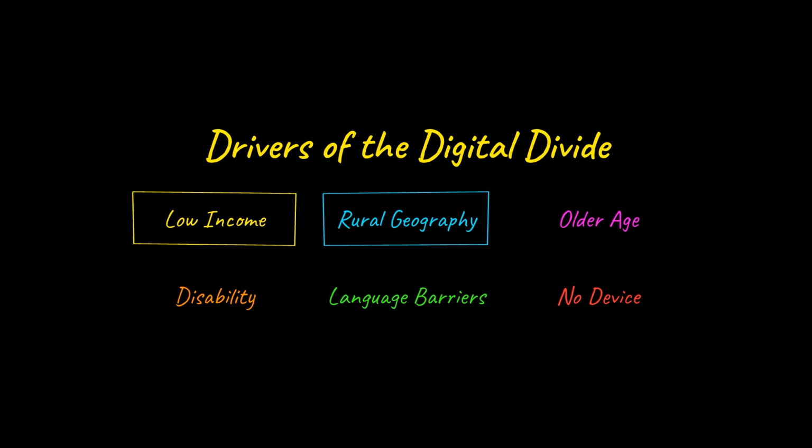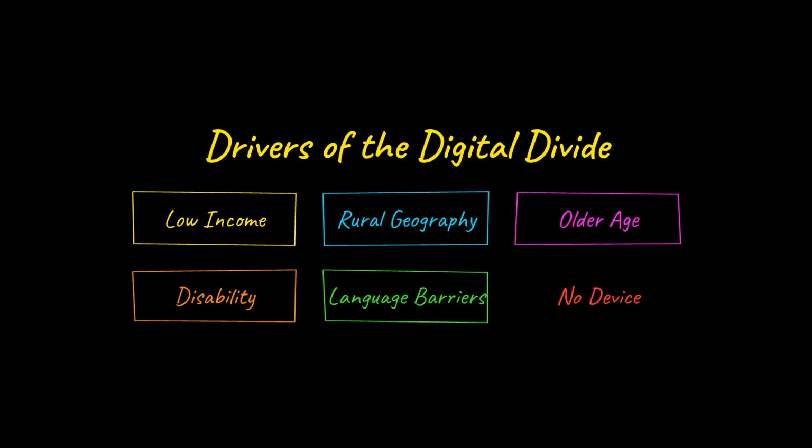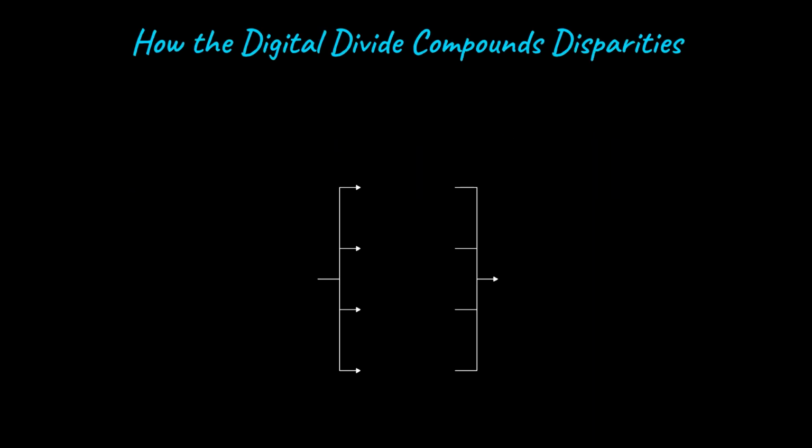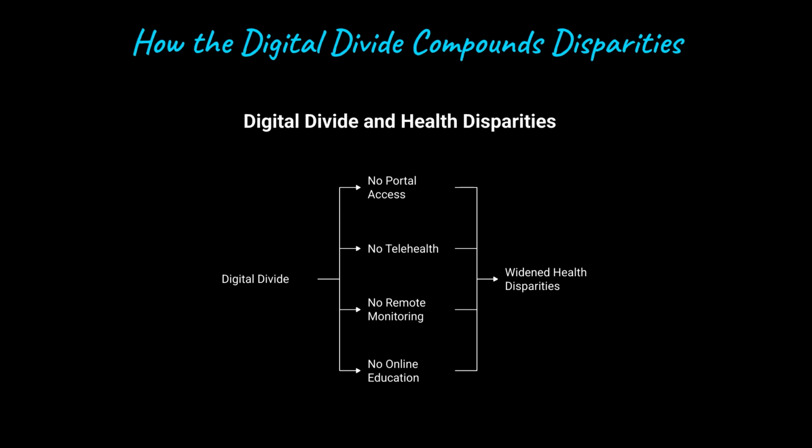Rural communities often lack broadband infrastructure. Low-income households may not afford devices or internet. Older adults, patients with disabilities, and non-English speakers each face their own distinct barriers. When patients can't access these tools, they miss lab results, skip follow-up visits, and lose out on chronic disease management programs. Technology designed to improve access ends up deepening the very disparities it was meant to close.